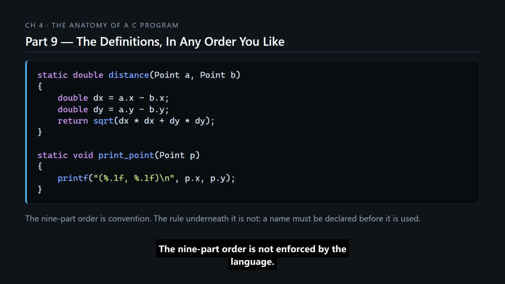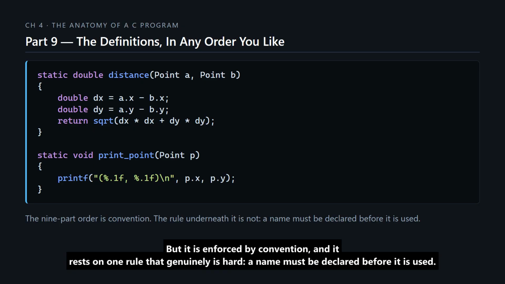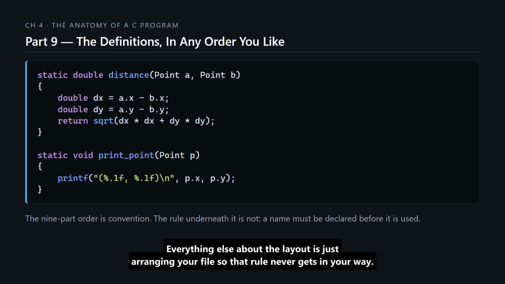The 9-part order is not enforced by the language. Put things wherever you like and the compiler will not object. But it is enforced by convention, and it rests on one rule that genuinely is hard: a name must be declared before it is used. Everything else about the layout is just arranging your files so that rule never gets in your way.